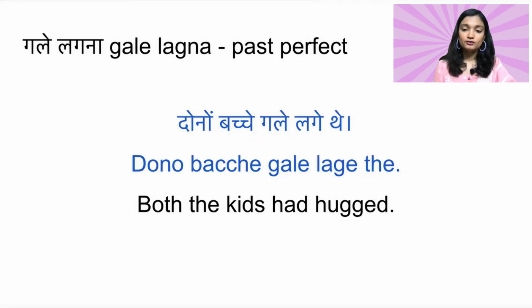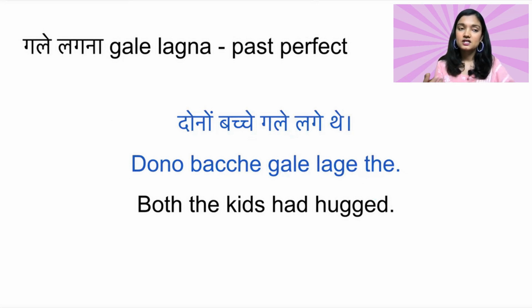And now when you talk about past perfect tense, which means you talk about a completed action in the past, but before something else, before some other action in the past. And the sentence is, दोनों बच्चे गले लगे थे. In simple past, you say दोनों बच्चे गले लगे. Both the kids hugged. Hugged is गले लगे. Here, when you add लगे थे, that means had hugged.